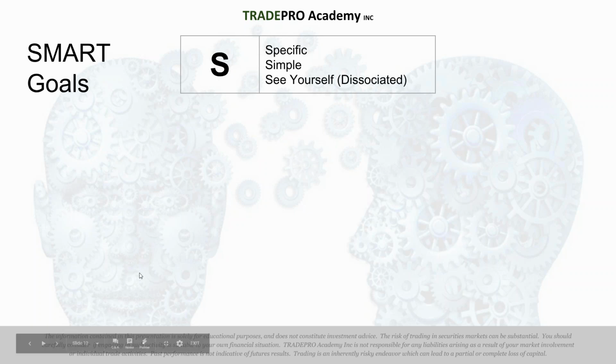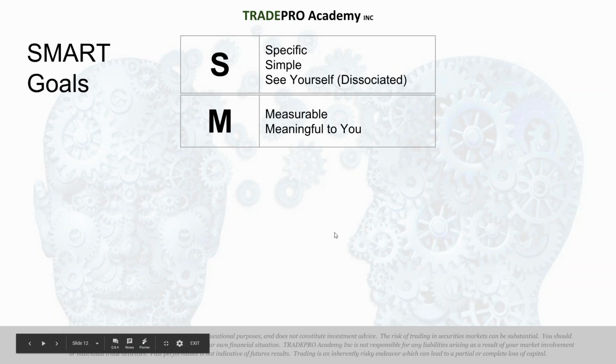All right, so that's the S. The M in SMART goals is measurable. So it has to be measurable. You can't say, I want to be rich. Okay, well, what's rich to you? Is it in money? Is it in happiness? Is it in health? Define rich. And most importantly, the other M is that it has to be meaningful to you. It's got to make you want it.